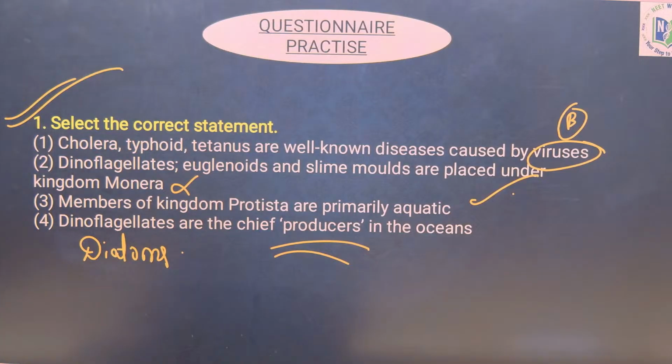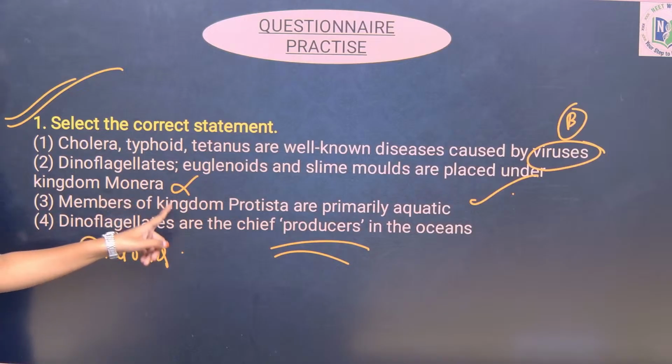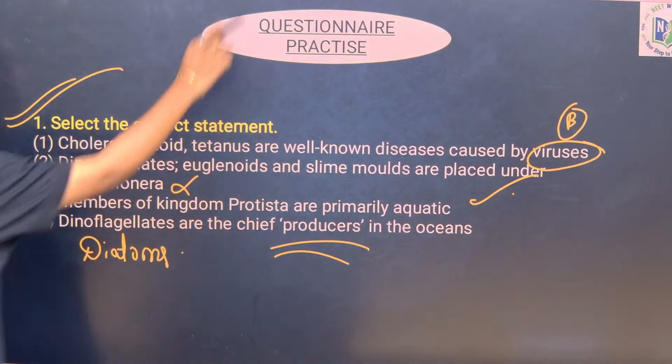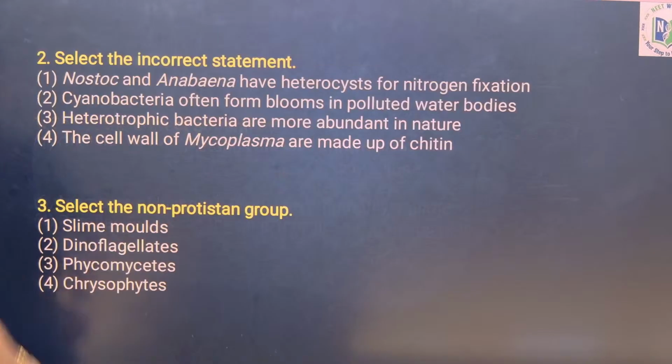You only go back and see in your class notes, no? No, open your NCERT right now, right away. I'll show you after the questionnaire practice, okay? Yeah, but the right statement is members of the kingdom Protista are primarily aquatic. That habitats also I have stressed. Look at here.